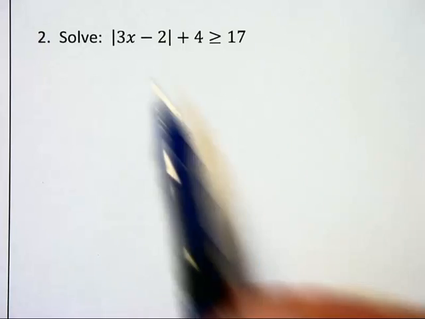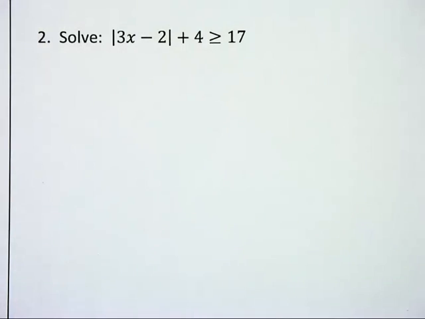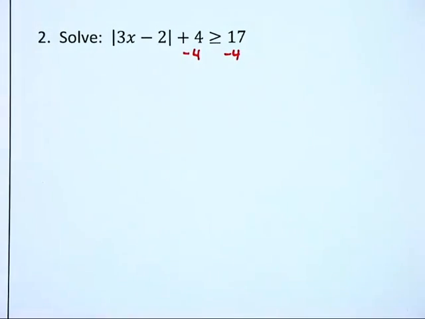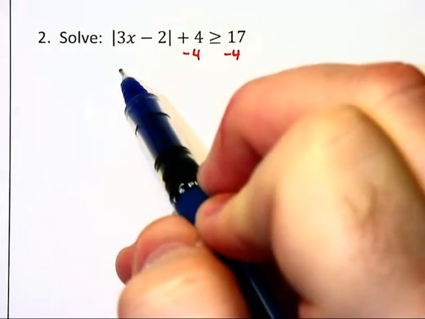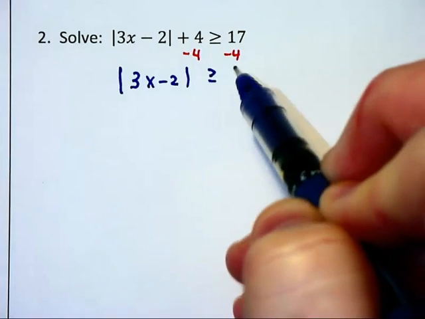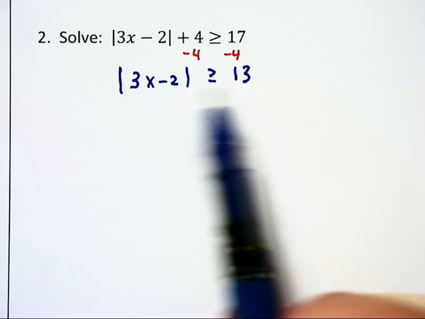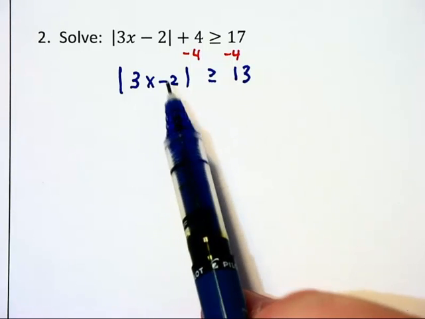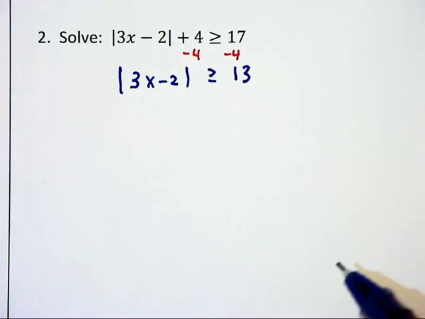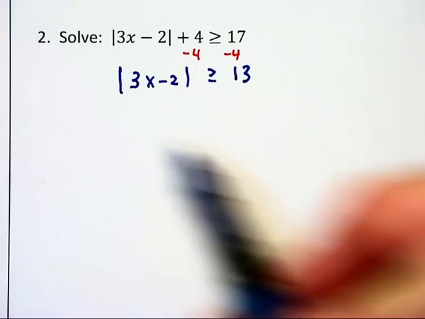For this next problem, I see absolute values, so I want to isolate them on the left before I do anything else. So let's subtract 4 on each side. We have the absolute value of 3x minus 2 is greater than or equal to 13. And now we've got to use one of the properties to remove the absolute values. This is saying distance is greater than or equal to 13 units away from 0 on the number line. So that can either happen off on the far left or the far right of our graph.